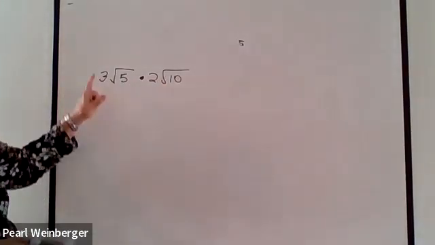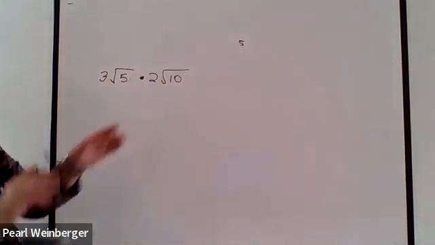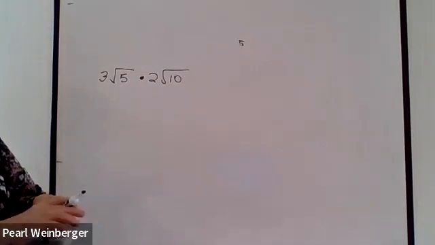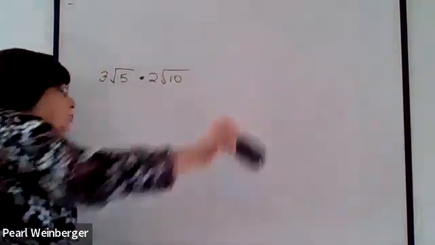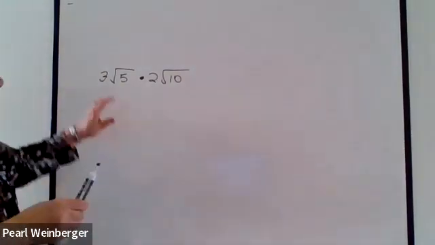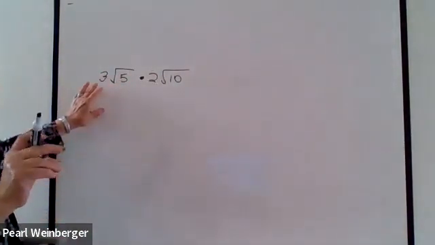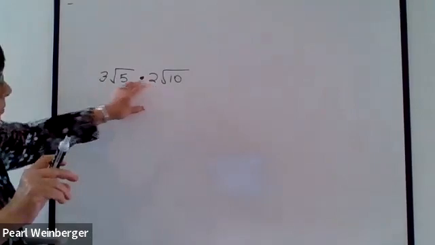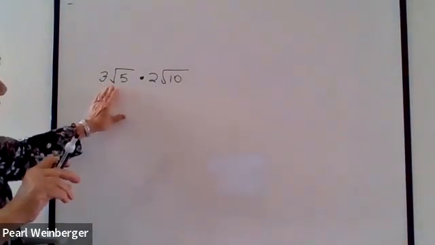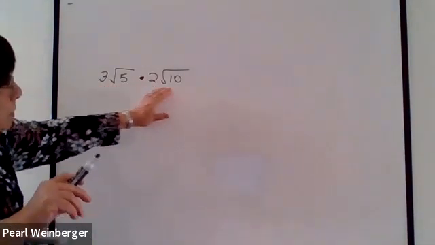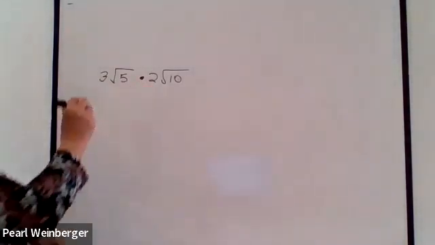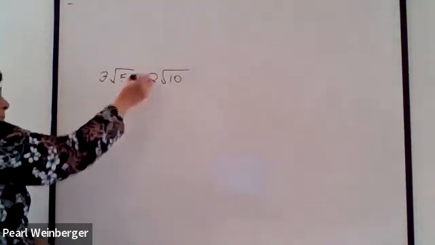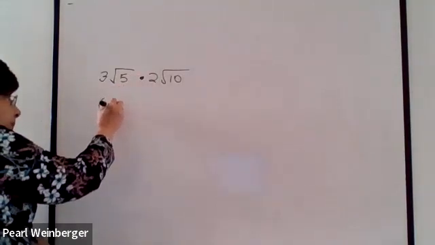Let me mention, they both would have to be square roots. You couldn't have a square root and a cube root. It's always 2 square roots, 2 cube roots, whatever. The indexes have to be the same, but these are not the indexes. These are the coefficients, the numbers outside. These are both plain square roots. We take the numbers outside and multiply them together. 3 times 2 is 6.